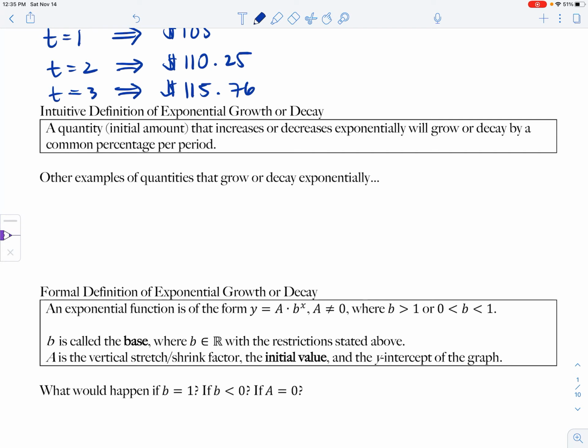And you can probably think of some other examples. We'll discuss together some other examples of quantities that grow or decay exponentially. I'll just put a couple on here. So in biology, you guys will talk about population growth or decay.